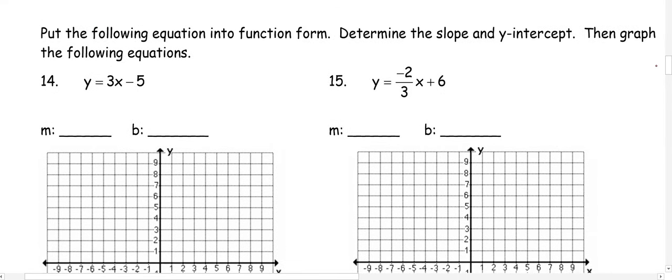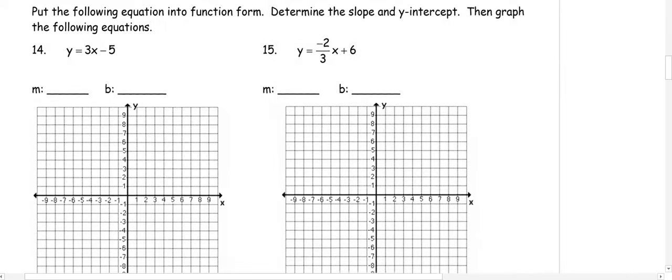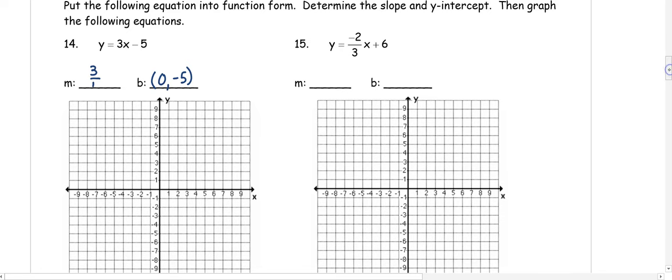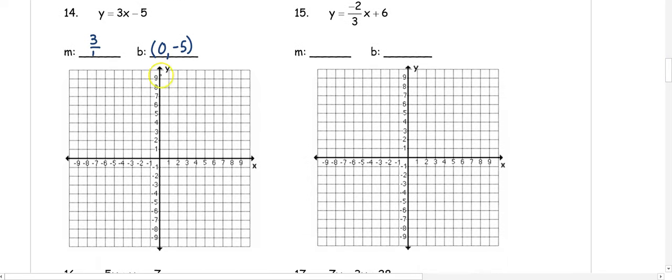So how do I now graph these equations instead of just using a table like we did in the past unit? So when I look at my equation, I know that my slope is 3, or I can write that as 3 over 1, and my y-intercept is 0, -5. So when I go to graph these equations using slope-intercept form, I'm going to start my graph at the y-intercept. So I'm going to go to 0, -5 and place a dot.